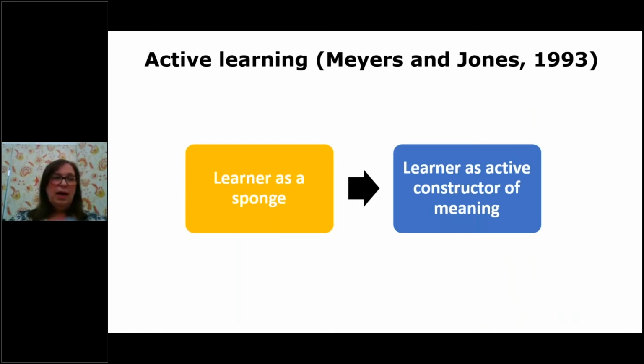So flipped teaching is also suggested to promote more active learning. In 1993, Myers and Jones suggested that active learning involved providing opportunities for students to meaningfully talk and listen, write, read, and reflect on the content, ideas, issues, and concerns of an academic subject. So in essence, they're referring to the movement away from the concept of students as sponges or empty vessels, if you like, that we fill with information and knowledge. So we're moving to students being active creators and active participants in learning, as you can see in the figure there.